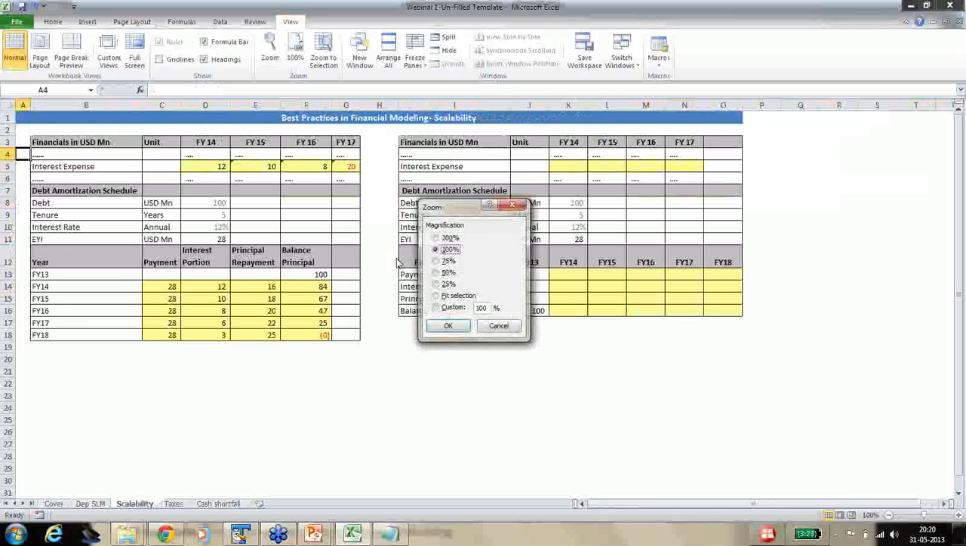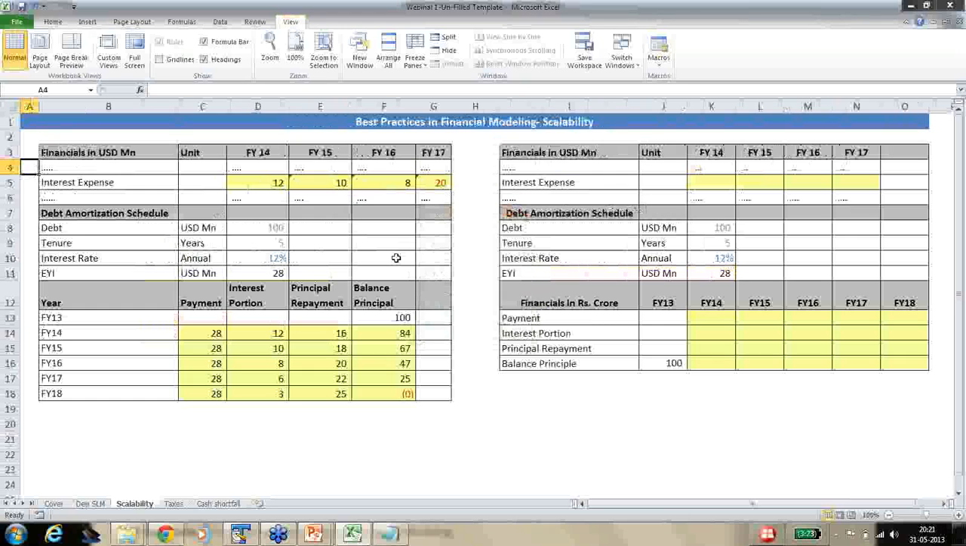It's going to be very easy, not a problem at all. So let us see what I'm trying to say. See, if you look at this particular model, sometimes we use the interest expense and we report it yearly. So FY14 it was 12, then 10 and 8 and 20 and so on. And in some other sheet, I've put the years like this. See, they're vertical. So this is now vertical. Over here it was horizontal.